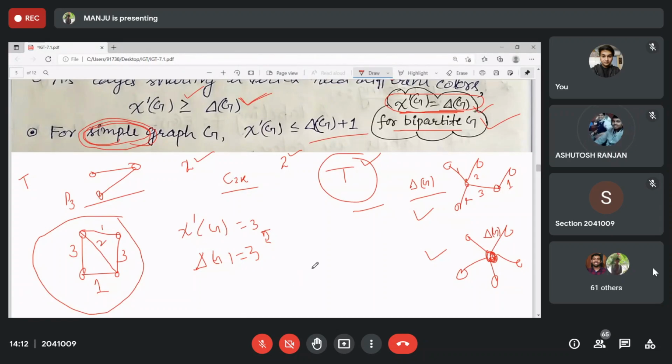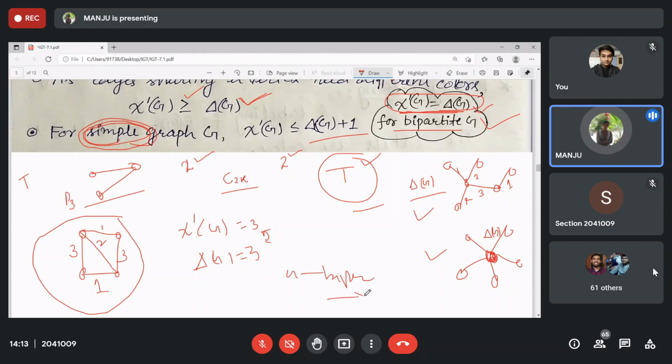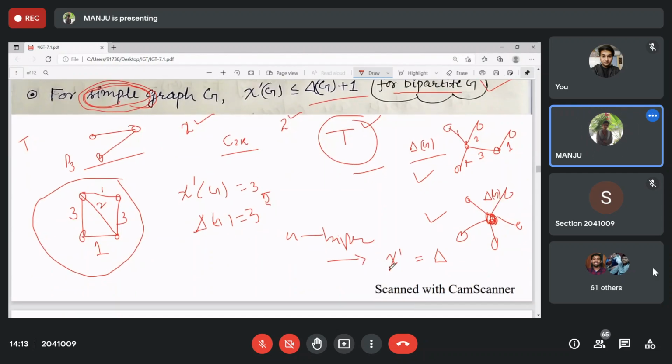If someone says, can you give some example? I'm saying that if G is bipartite, this is your P statement, it implies chromatic index will be equal to delta of G, right? Is the converse true? This statement is true. For any bipartite graph, the chromatic index will be equal to the maximum degree. I verified that in many bipartite graphs, and in general also you can prove it.